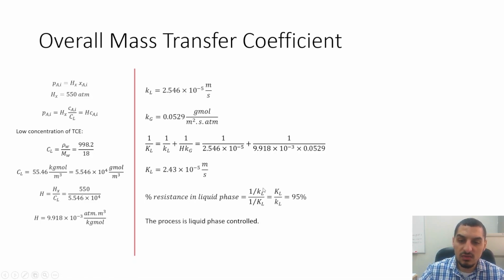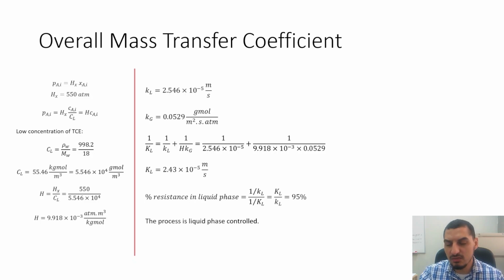If you calculate the mass transfer resistance in the liquid phase, 1 over kL, which is the liquid phase resistance, relative to the overall resistance, it's going to be 95%. So 95% of the resistance is in the liquid phase, which is expected even before we look at the overall. We can see that kL is much smaller than kg, so it means that the liquid phase resistance is higher. So this is all for this problem.